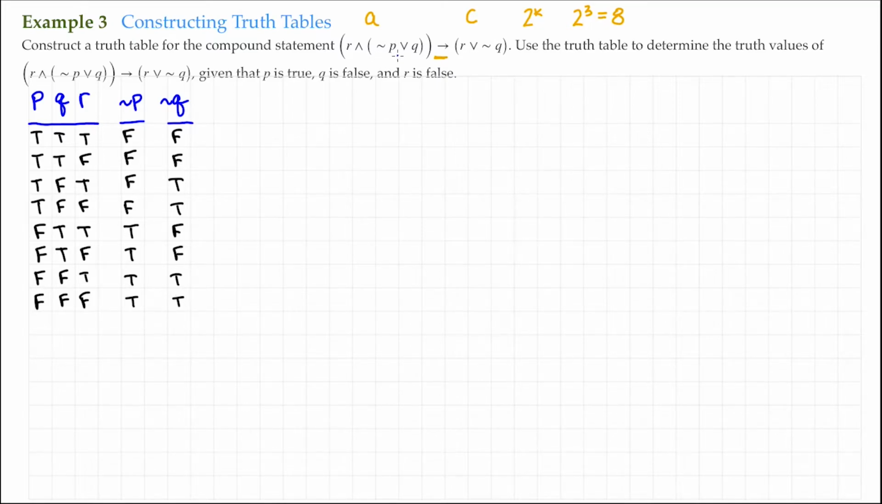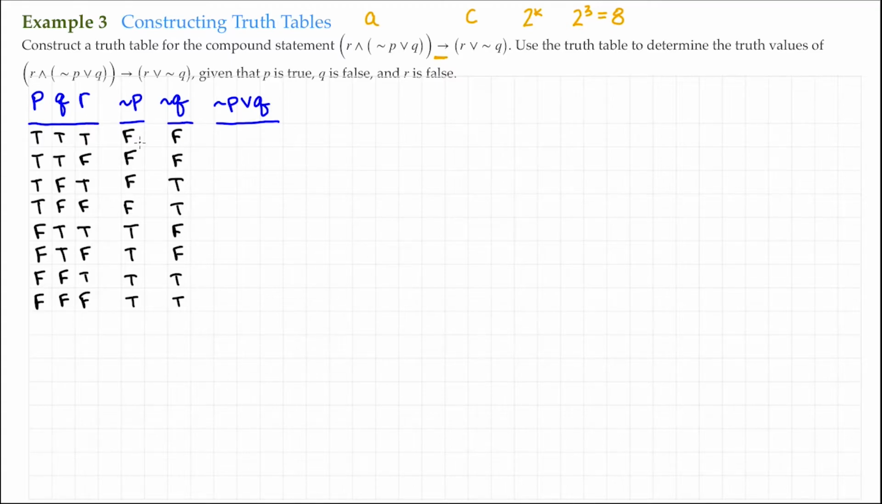Now I'm going to go ahead and construct this clause right here, not P or Q. This is a disjunction. This is an or. For this entire clause to be false, both of these statements have to be false.